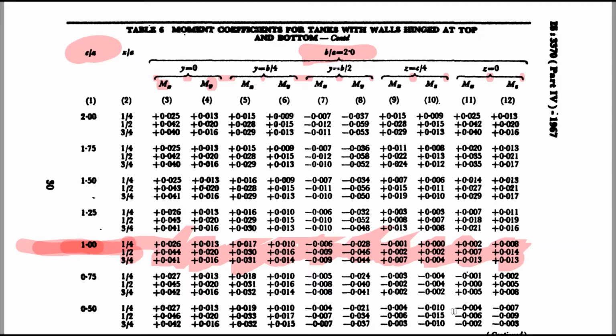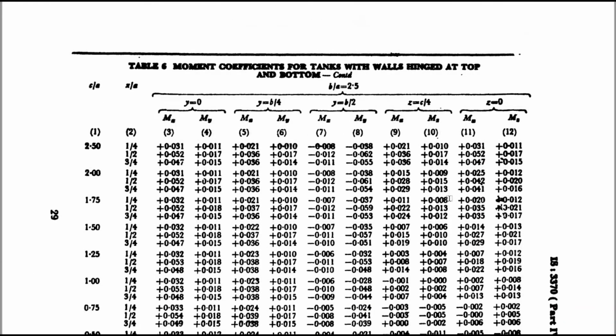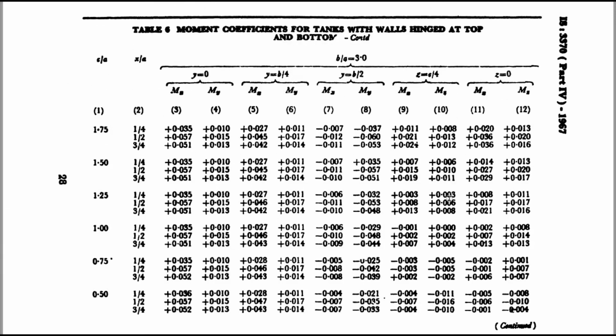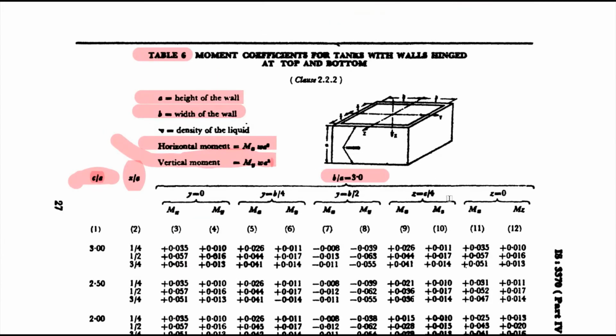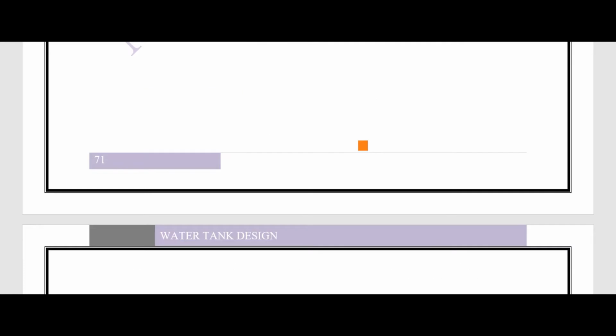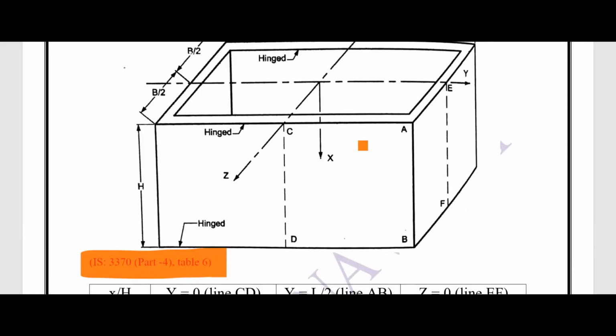But here you can see y is equal to 0, y is equal to b by 4, y is equal to b by 2, z is equal to c by 4, and z is equal to 0. What are y and z? In this figure, the figure is too small. I have a much bigger figure, so let's check this figure. Just give me some time. Here you can see this figure. Here is z, here is y.